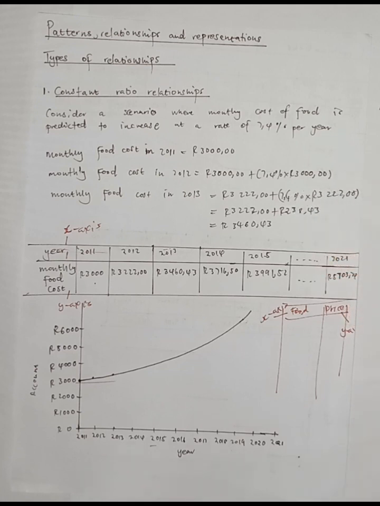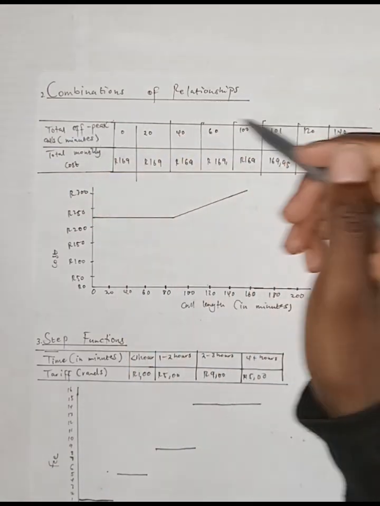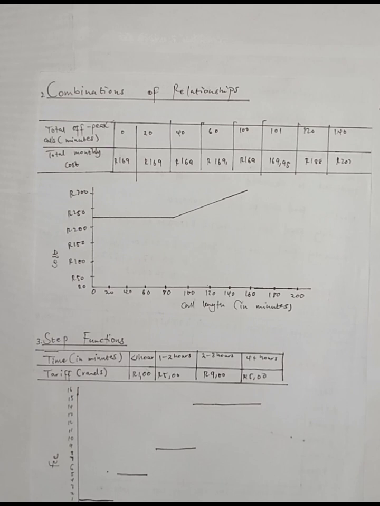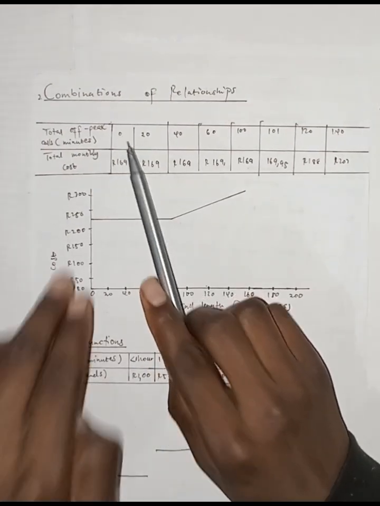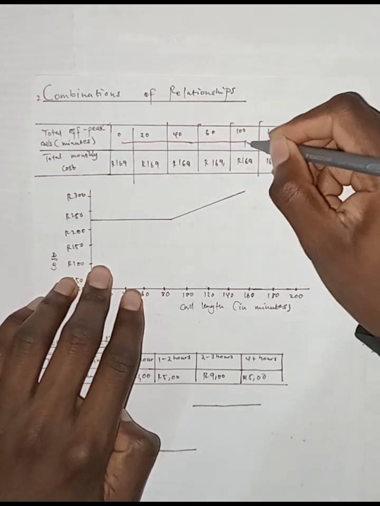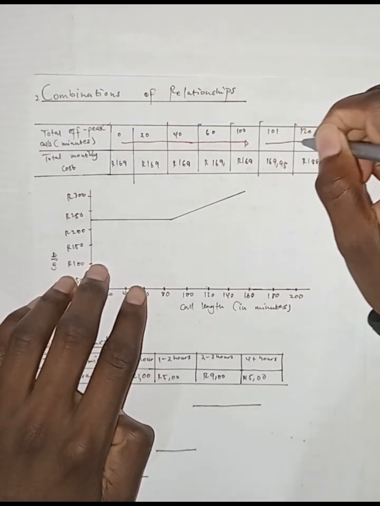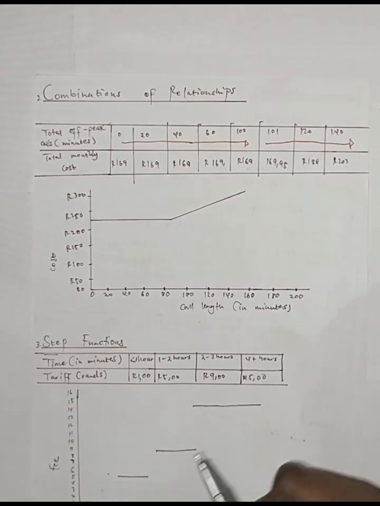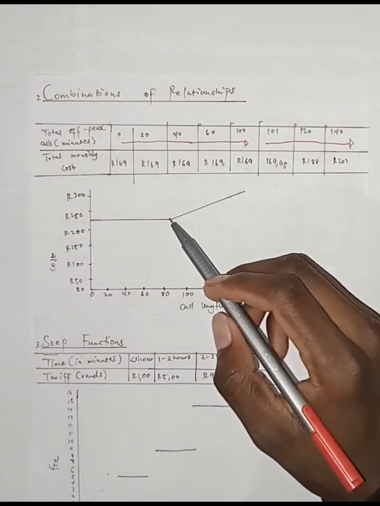Okay, so moving on to the next graph. We have this graph, combinations of relationships. There are our values: for the x-axis, total off-peak calls in minutes, then total monthly cost. As you can see here, from 0 to about there, can you see that the total monthly cost is constant? Then it starts changing from there to there. Now on our graph, this is how it is shown.